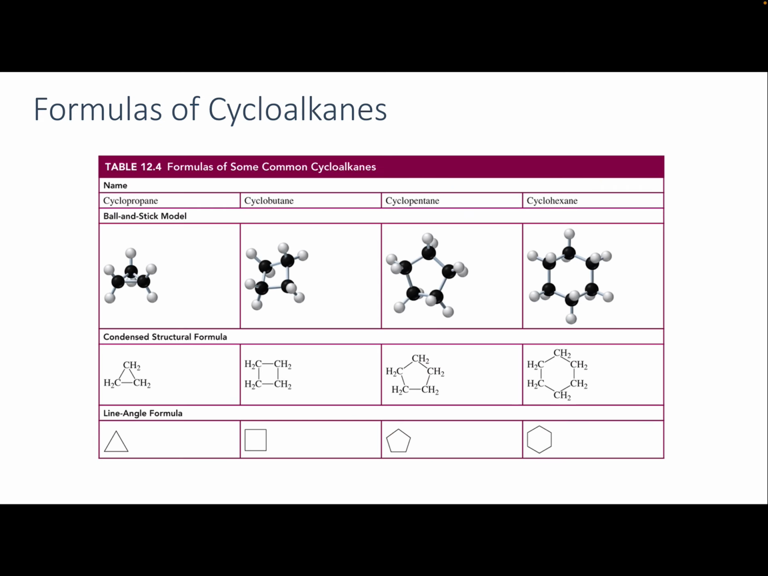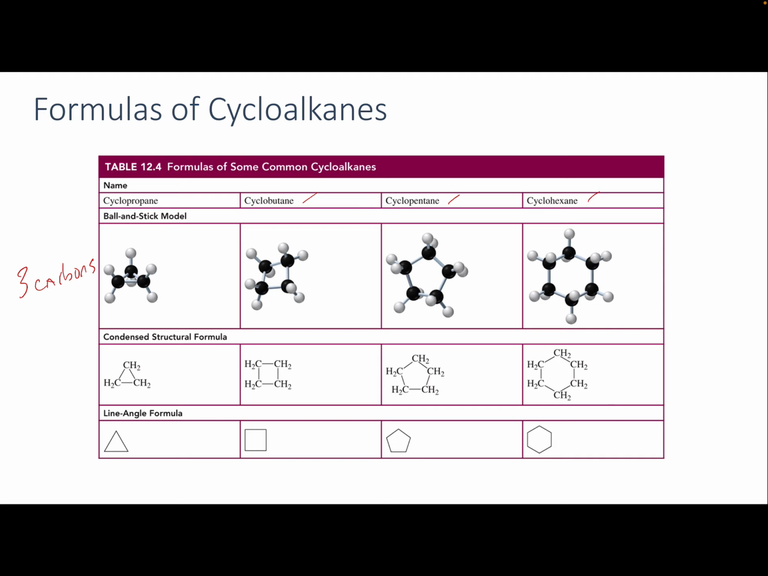Here are some more cyclic alkanes, just so that you can see the next couple. Of course, you have to have at least 3 carbon atoms to make a ring. 2 carbon atoms is just a line. So starting with propane, then cyclobutane, cyclopentane, cyclohexane. Cyclooctane would look like a stop sign. Cyclodecane has 10 sides, and so on.